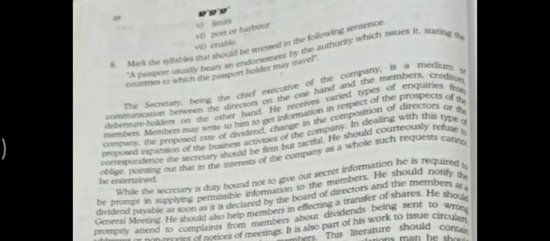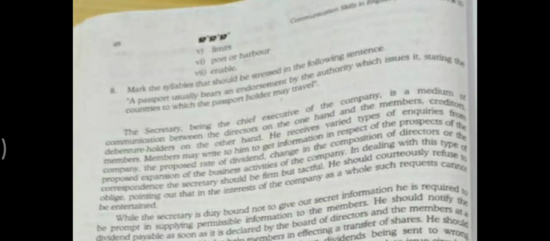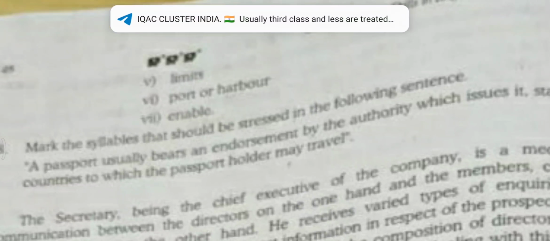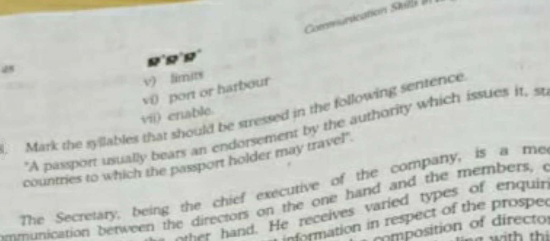Next, a passport usually bears an endorsement by an authority which issues it, stating the countries to which the passport holder may travel. We have to give the stress marking here. Stress mark generally falls on the content words. The content word passport is to be stress marked. Bears is a verb, so it should be stress marked. Endorsement: en is a prefix, so the stress mark will fall on the D. By is a preposition, so it should not be stressed.